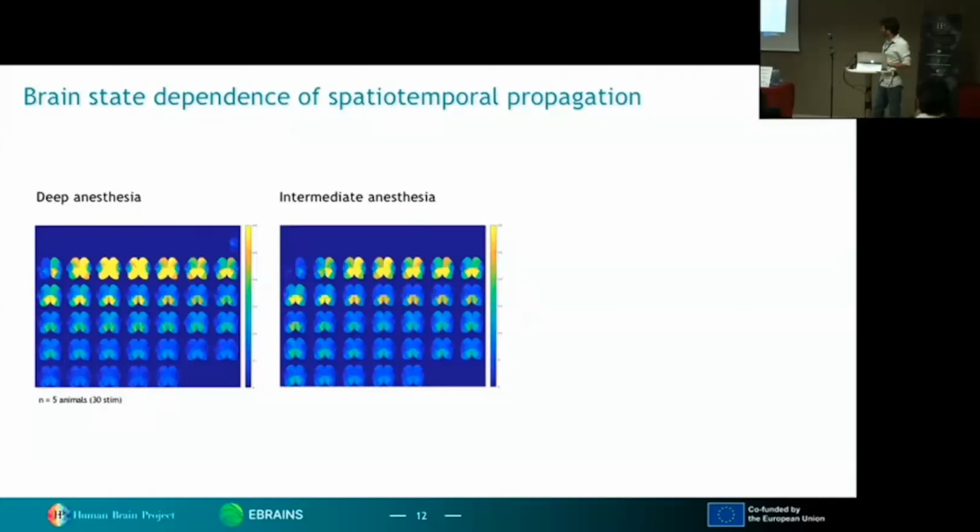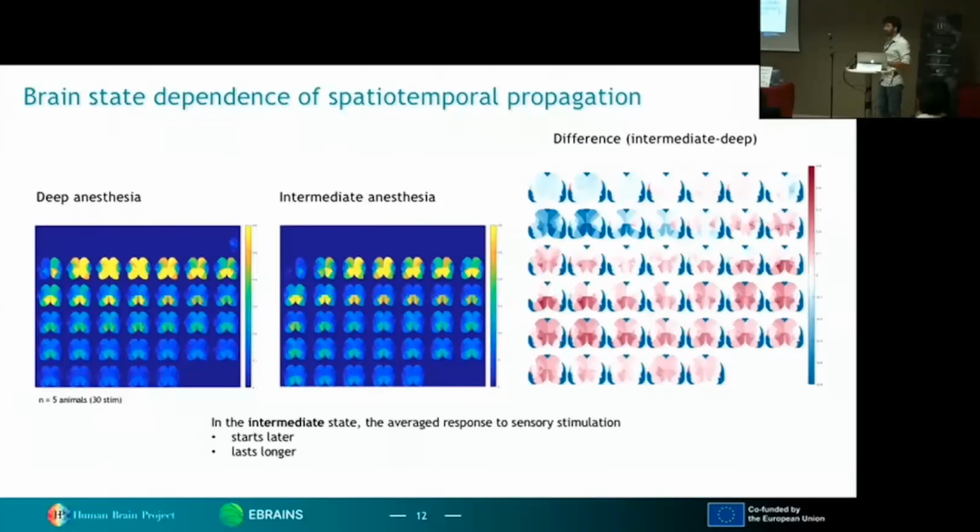These differences become clearer by performing the difference between these two maps. Here I reported in red the prominent activation of the intermediate anesthesia, and in blue the prominent activation in deep anesthesia. At a glance, we can say that the intermediate anesthesia leads the response to the stimulus to start later and last longer.